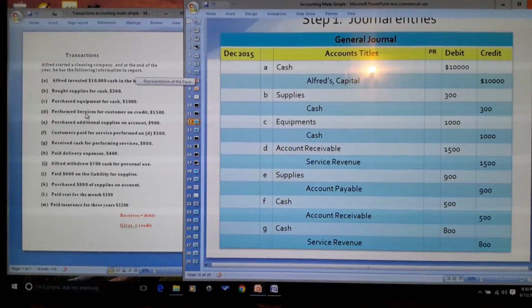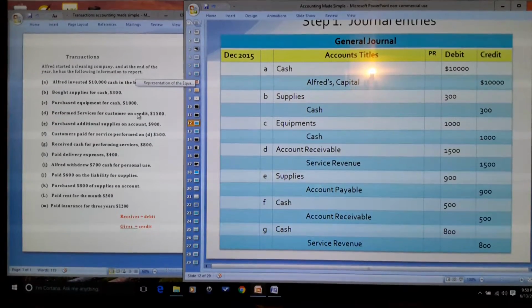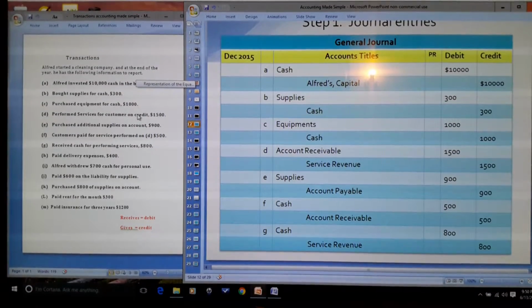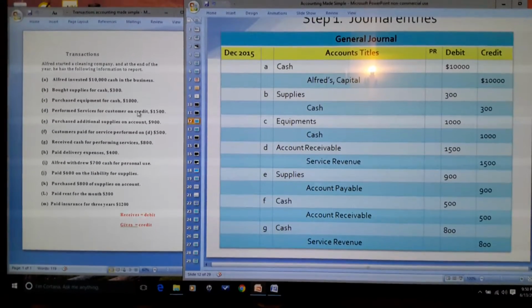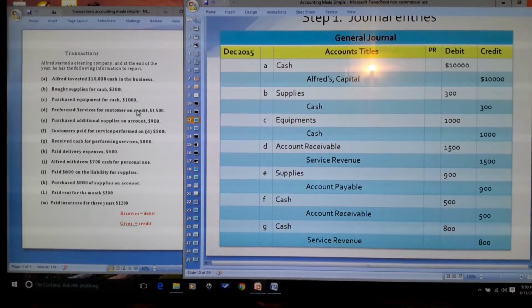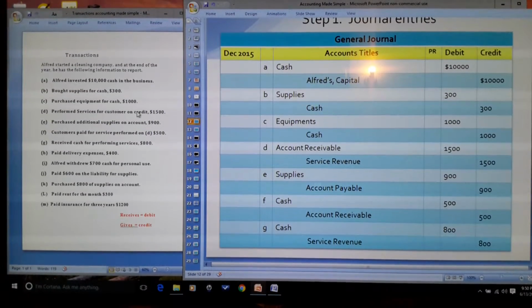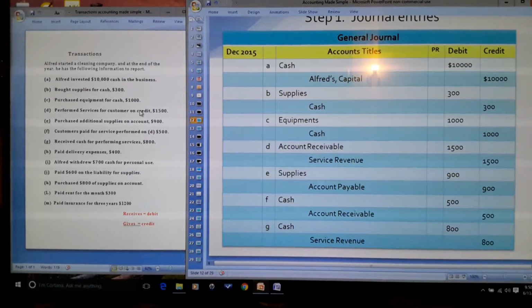D, perform services for customer on credit. This you think about accounts receivable. When you perform a service for a customer, but the customer hasn't paid you yet, you think about the account that tracks all the money that you are going to get in a later period. That's your accounts receivable.